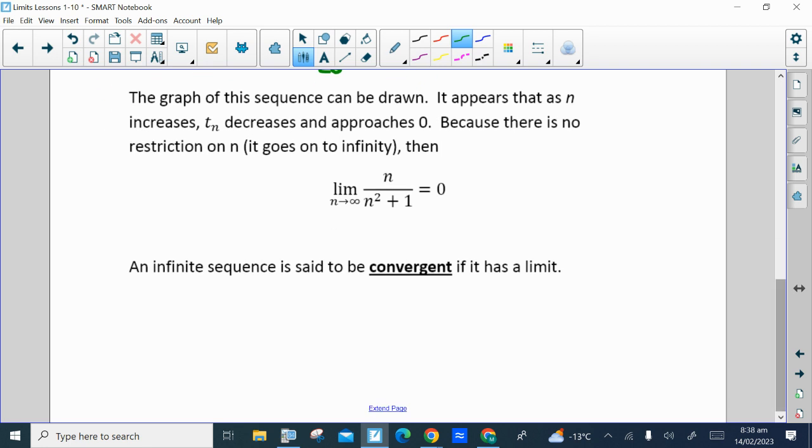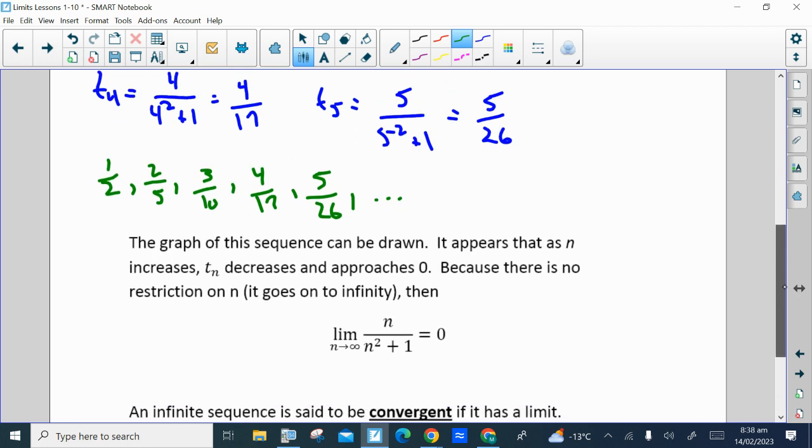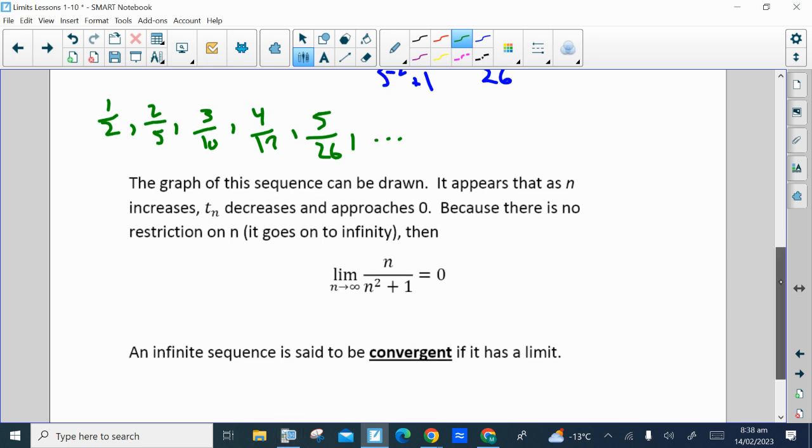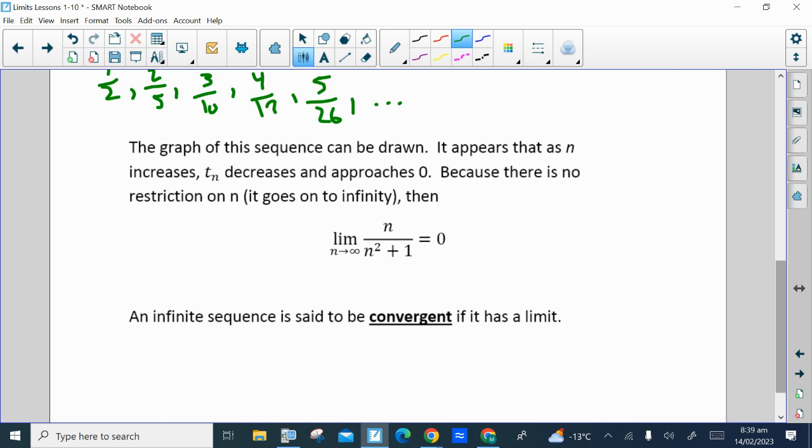So an infinite sequence is said to be convergent if it has a limit. So again, these values of these fractions will approach 0. They get closer and closer to 0. I was going to put those decimals in the calculator, but again, it doesn't appear to want to wake up yet. Okay.